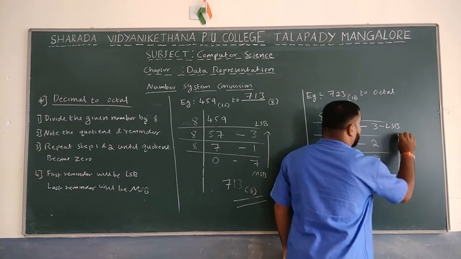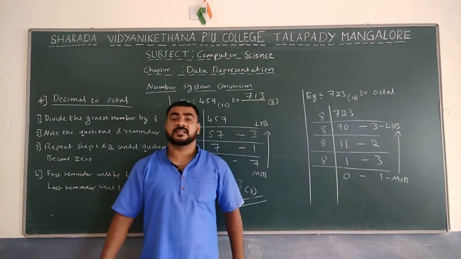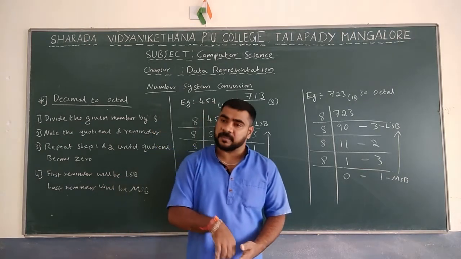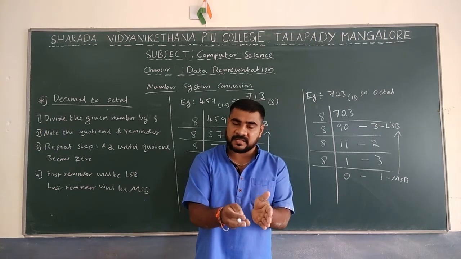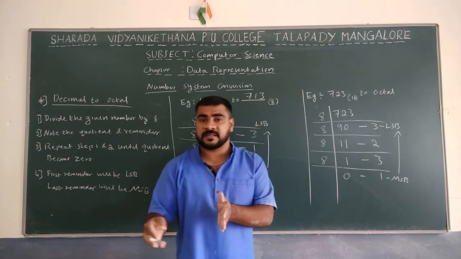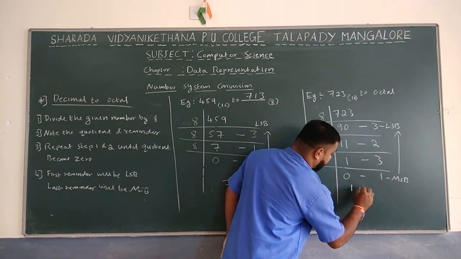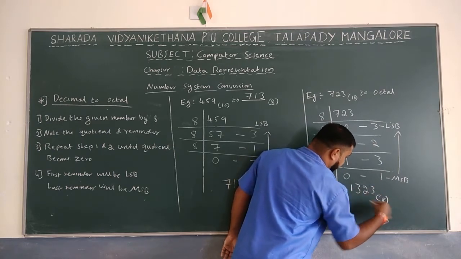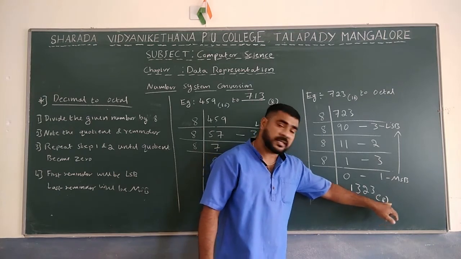So we have to take the number from MSB to LSB. MSB means the most significant bit, and LSB means the least significant bit. So the MSB is the first bit and the LSB is the last bit. Like that we have to mark the number. It is 1, 3, 2, 3 base 8.